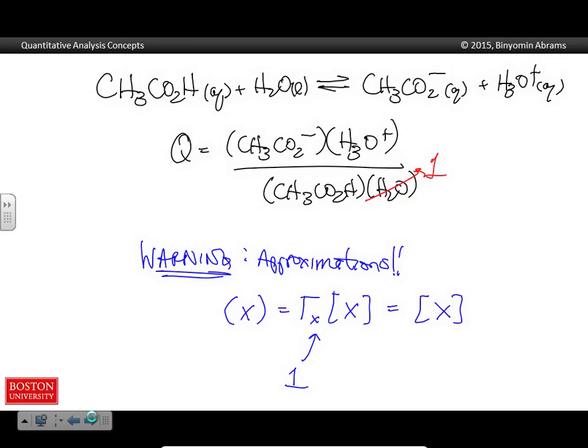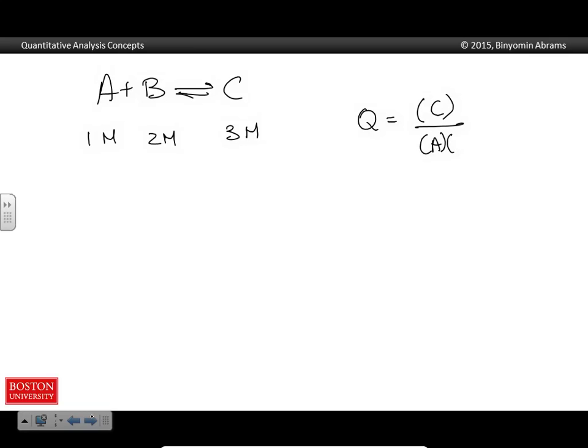So let's do one where we calculate some of these. Let's go back to a little bit of an easy example. A and B in equilibrium with C. So what if I had, let's say, concentrations of 1 molar A, 2 molar B, and 3 molar C. So Q is C over A times B, and in this case it's 3 over 2 times 1, which is 1.5.